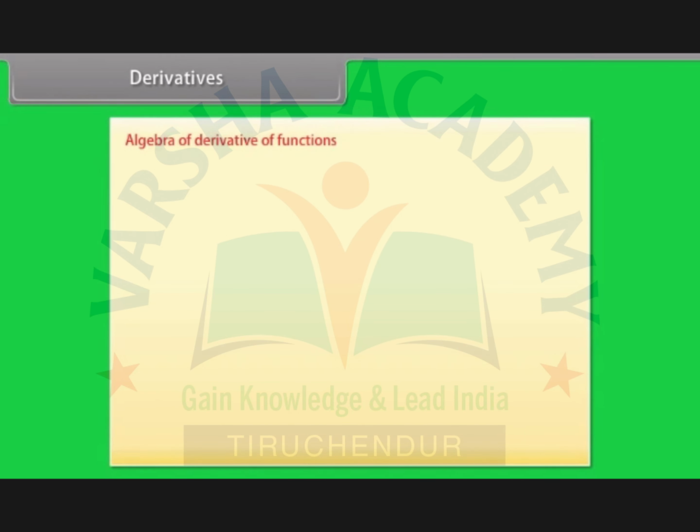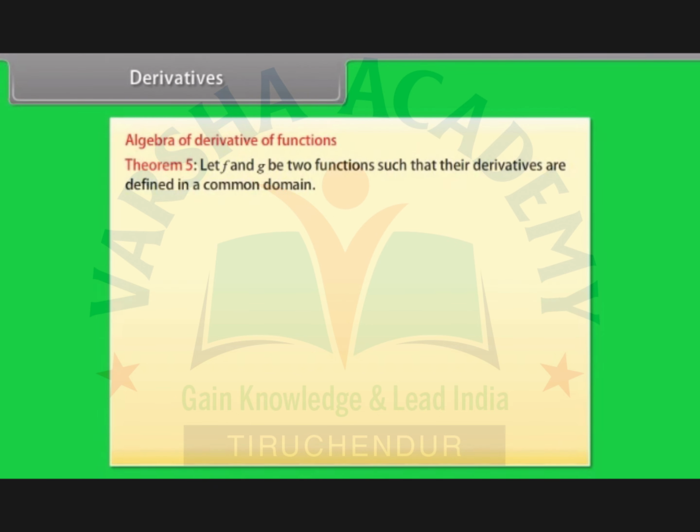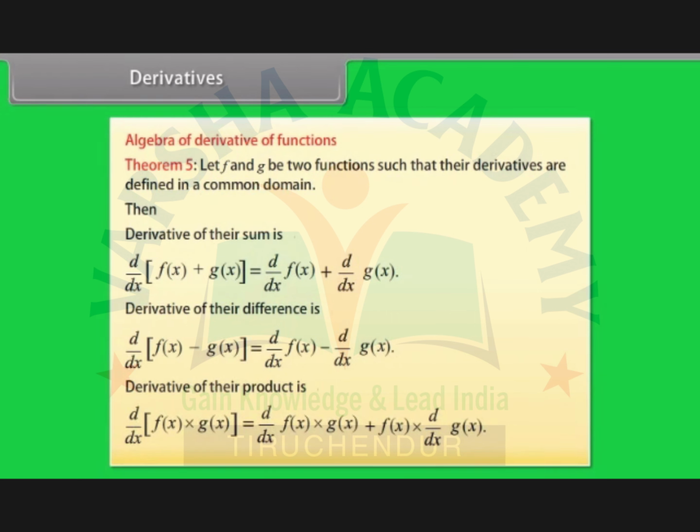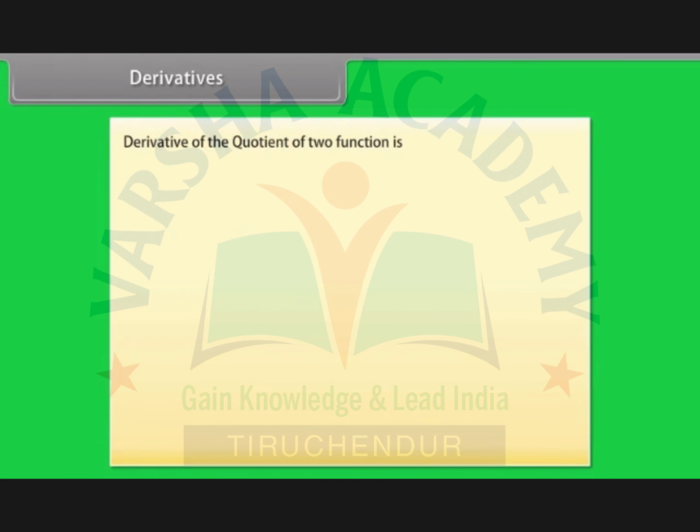Derivatives. Algebra of derivative of functions. Theorem 5. Let f and g be two functions such that their derivatives are defined in a common domain. Then the derivative of their sum is. Derivative of their differences. Derivative of their product is. Derivative of the quotient of two functions is.